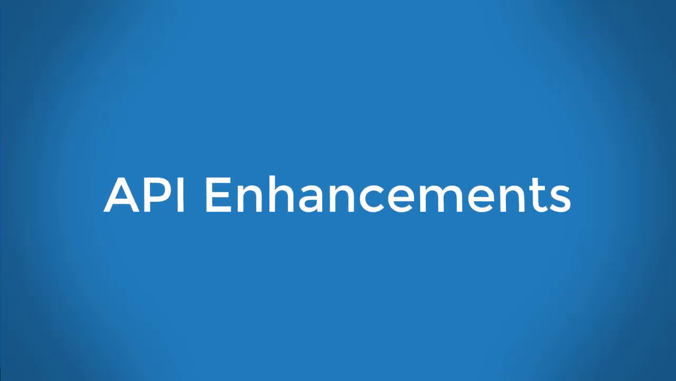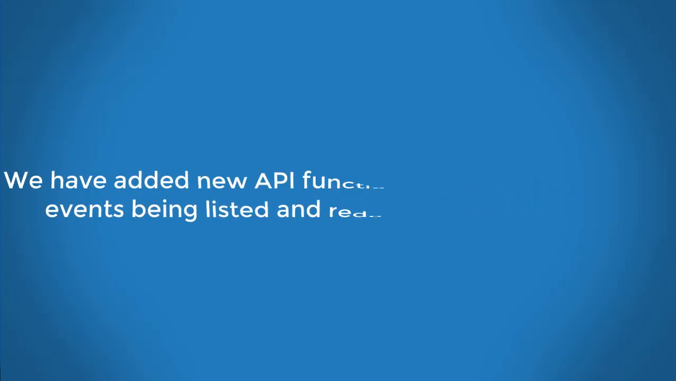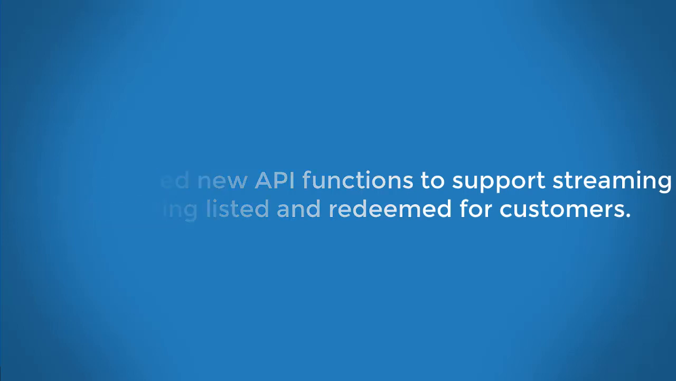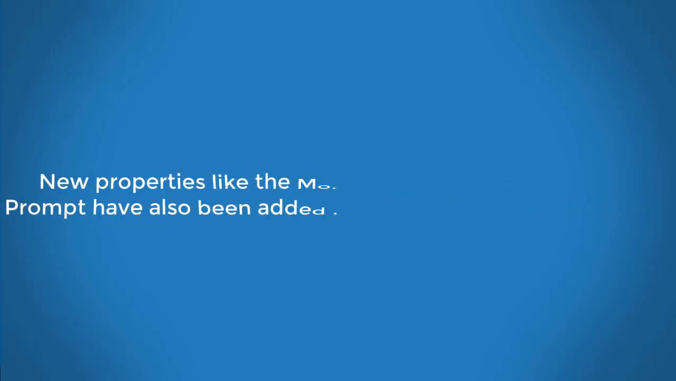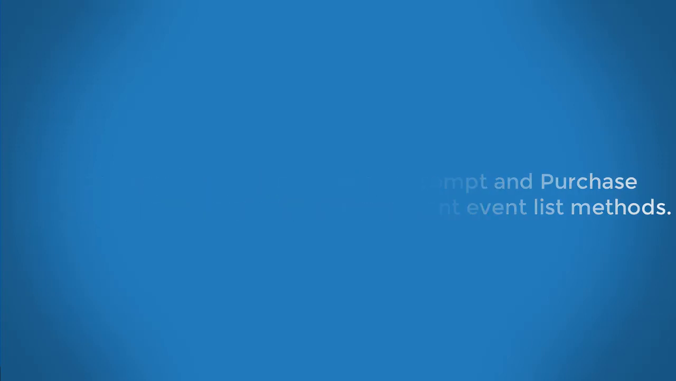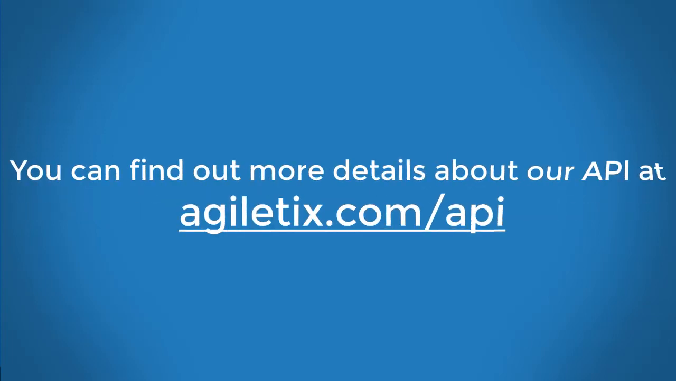The next enhancement on the list is around new methods and properties in our API. We have added new API functions to support streaming events being listed and redeemed for customers. New properties like the more info prompt and purchase prompt have also been added to pertinent event list methods. You can find out more details about our API at agiletix.com/API.